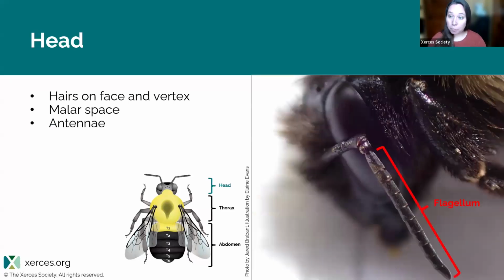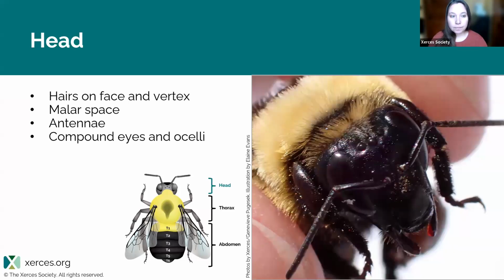The next feature that can be helpful to look at for some species is the antenna. Bumblebees have jointed antennae, which have segments as well, and these segments are called flagellum. For some species, you need to look at the length of certain segments on their antenna to be able to differentiate them to species. The next feature that I like to look at on the head of the bee are the positions of the compound eyes compared to the ocelli. These two large eyes here are the compound eyes of the bee, and then the ocelli are the three little eyes here on top.